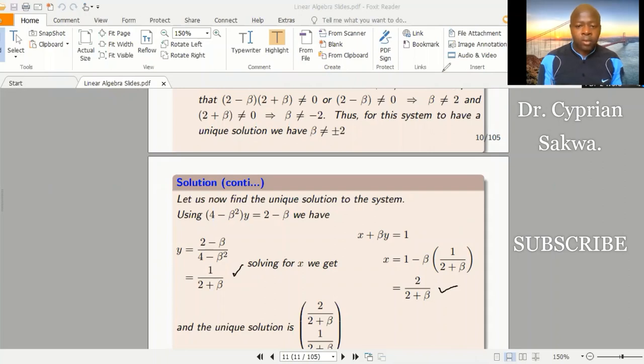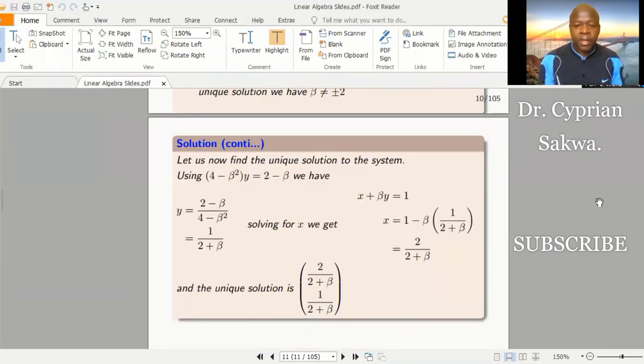So what is the solution to this system? The solution to this system, as we say, we can write it in column form as a vector, and the value of x is this, and the value of y is this. So this is the unique solution to that system.